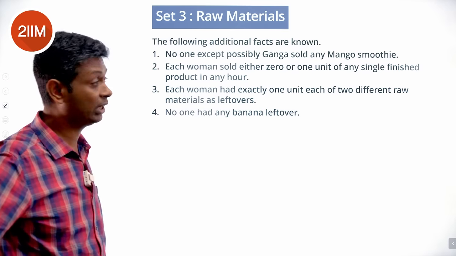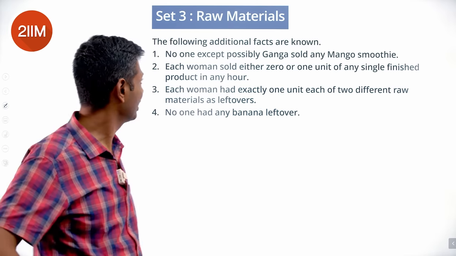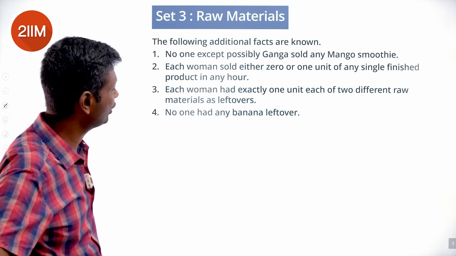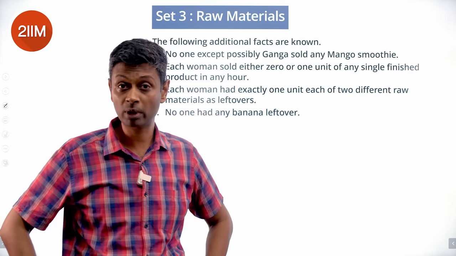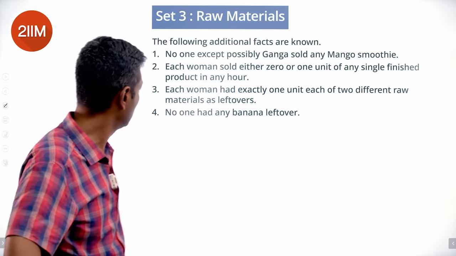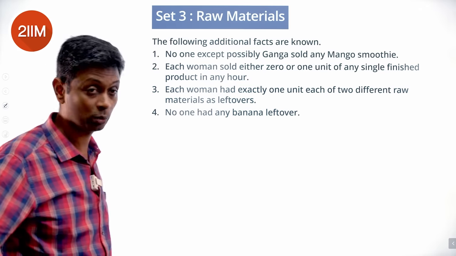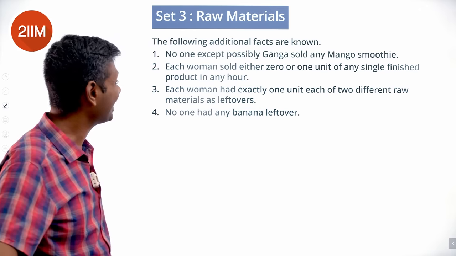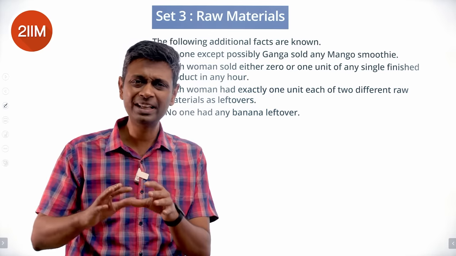No one except possibly Ganga sold any mango smoothie, which is one thing. Each woman sold either 0 or 1 unit of any single finished product in any hour. So they don't sell 2 apple smoothies or 2 banana smoothies or 2 fruit salads. Each woman had exactly 1 unit each of 2 different raw materials as leftovers. No one had any banana leftover. Each of them had 2 of the other 3.